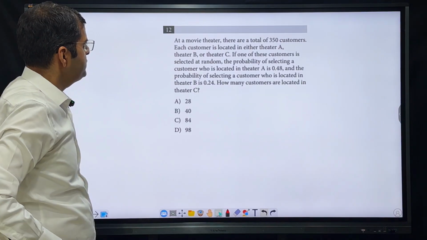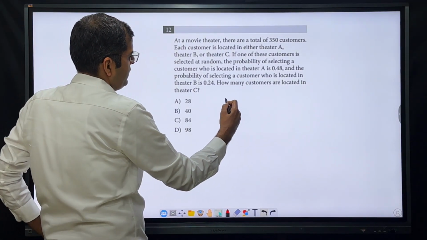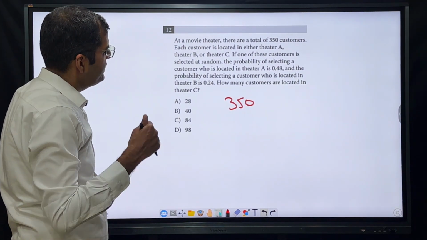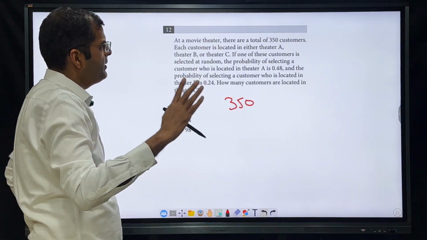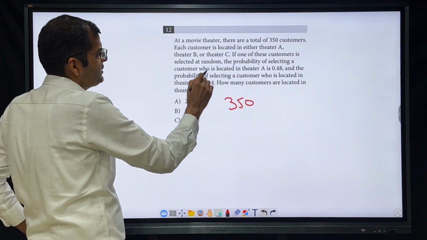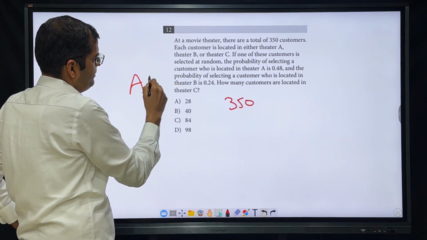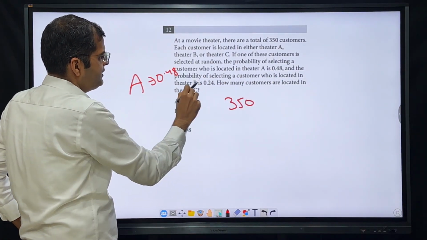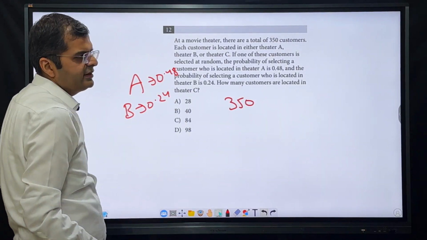Now, next question says, at a movie theater, there are a total of 350 customers. Each customer is located in either theater A, B, or C. So, you will have one customer in theater A or B or C. If one of these customers is selected at random, the probability of selecting a customer who is located in theater A is 0.48. And the probability of selecting a customer who is located in theater B is 0.24. How many customers are located in theater C?